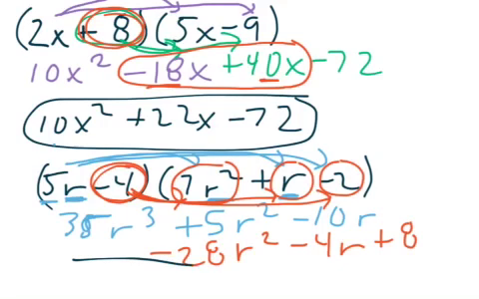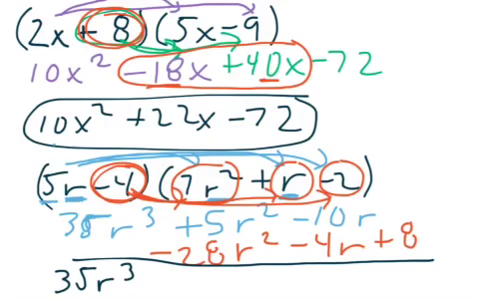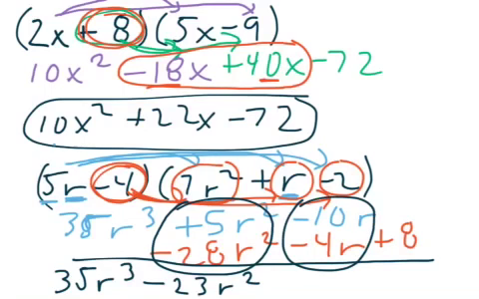That leads us to our final answer here of 35r cubed. I lined up my r squared, you notice, and that's a minus 23r squared. And I lined up my r's, that's a minus 14r. And then, of course, there's a plus 8 at the end.